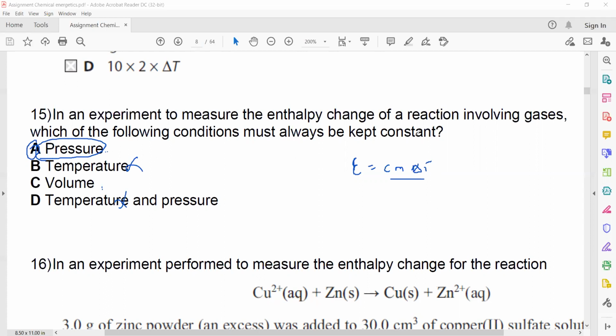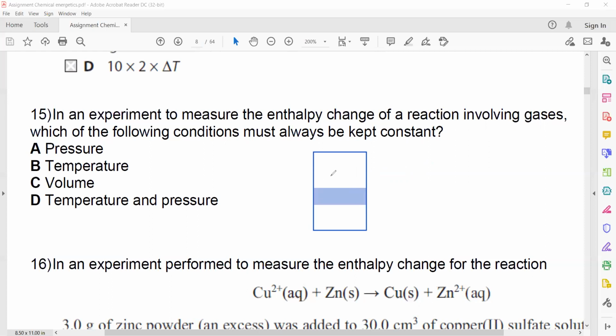So in an experiment to measure the enthalpy change of a reaction involving gases, which of the following conditions must always be kept constant? The pressure should be kept constant. But what happens? The volume will change as the temperature changes. As we know, according to Charles' law, the volume and temperature are directly proportional to each other.